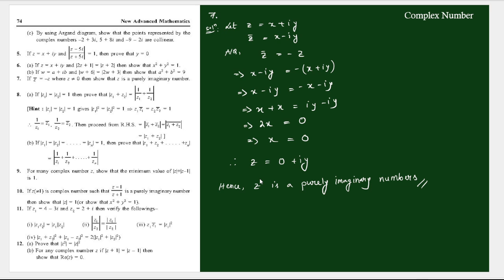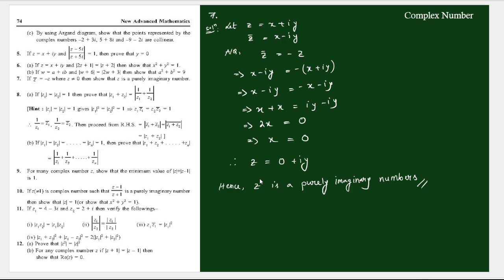Okay, then from the right hand side we have got 1 by z1, 1 by z2, and then 1 by z1 is nothing but z1 conjugate, and then z2 conjugate. And then from the property we can write it down, z1 plus z2 conjugate, and then their modulus is equal. Okay, very short.